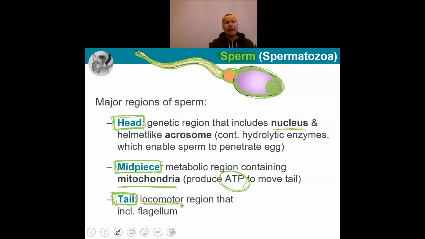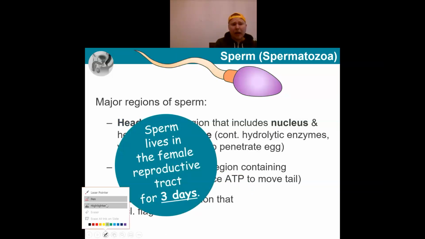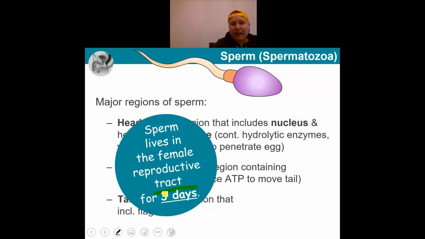And on that note, I think that's all I wanted to say about the sperm. I have noted there also that the sperm lives in a female tract about 3 days outside the male body. And this 3 days is plenty enough time for the sperm cell and the egg cell to meet, fertilization to take place, and for the fertilized egg cell to then begin its journey to implant into the female uterus.